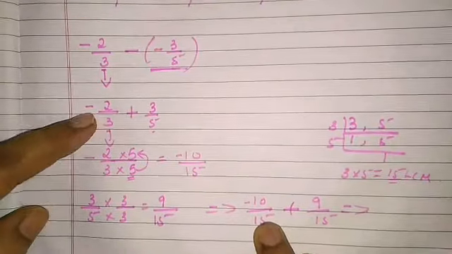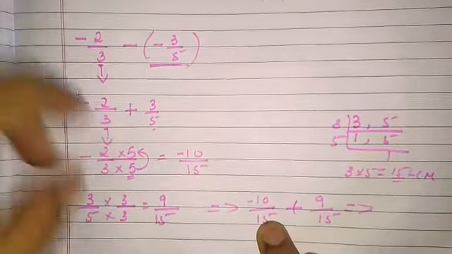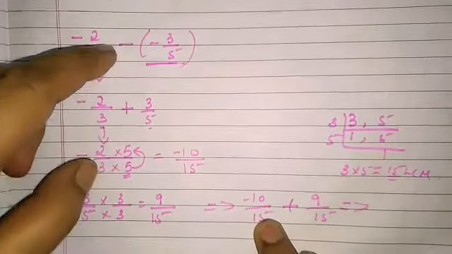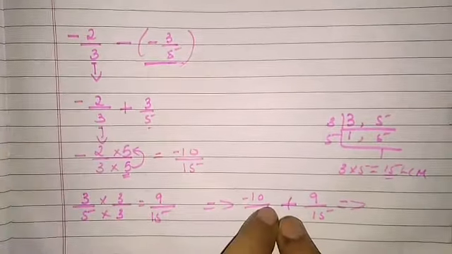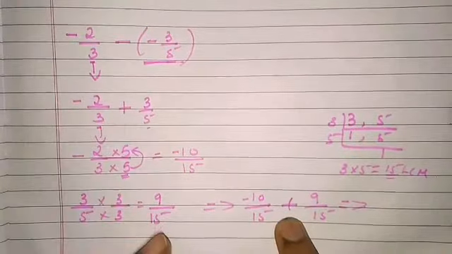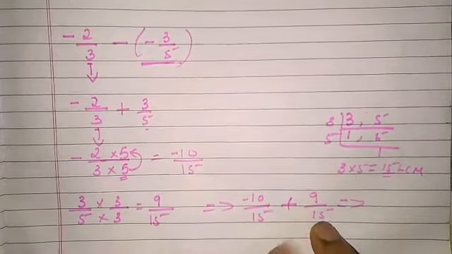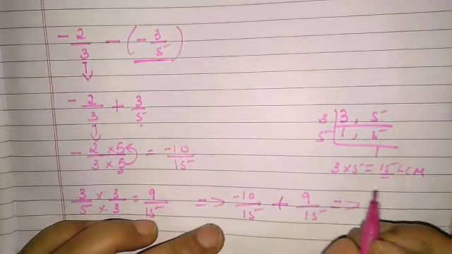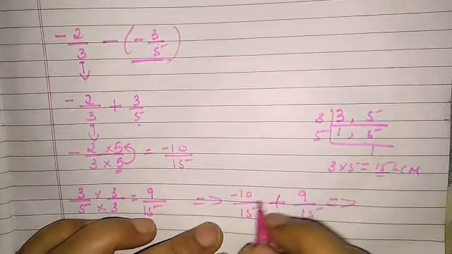Now that we have simplified both the rational numbers, the first rational number, minus 2 by 3, when simplified we got minus 10 by 15. Then we change the sign from minus to plus, so plus will be here, and the result of 3 by 5 is 9 by 15. So now we see the denominators are equal. Now it becomes easy to add just the numerators.